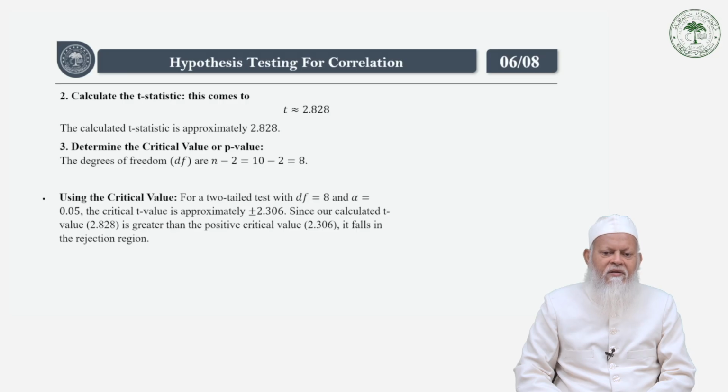Now we compare it with the calculated value. Since our calculated t value is greater than the positive critical value, so what happens? The null hypothesis falls in the rejection region. So the null hypothesis is to be rejected, and so the alternative hypothesis is to be accepted.